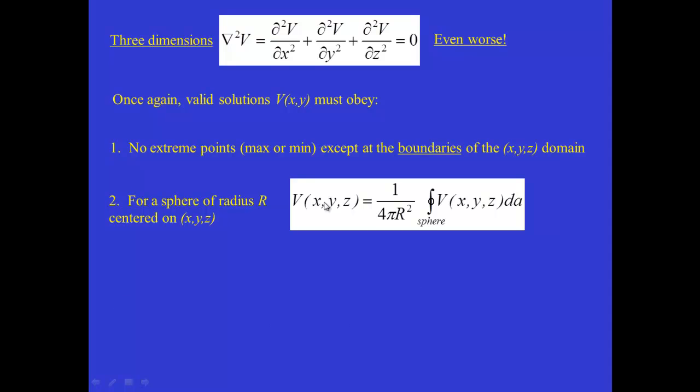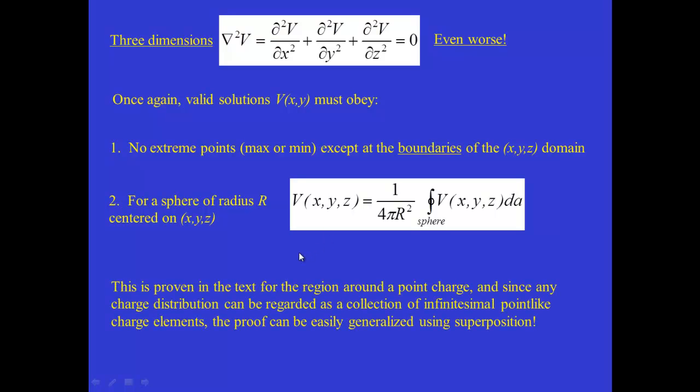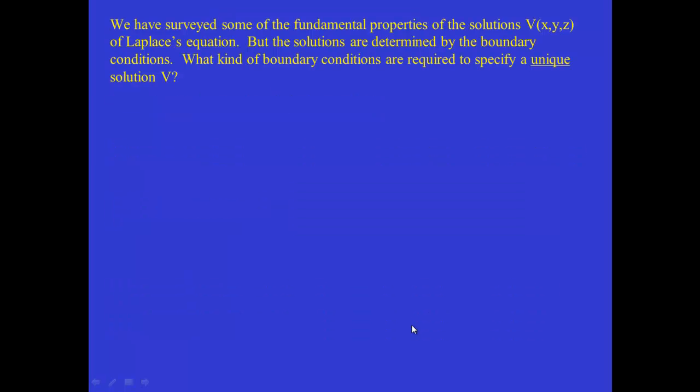And so this can be proven in the text for the region around a point charge, and then since any general charge distribution can be regarded as a collection of individual infinitesimal charge elements, the proof can be generalized to those kinds of charge distributions using the superposition principle. That's not a proof, but that is an argument that leads to a proof.